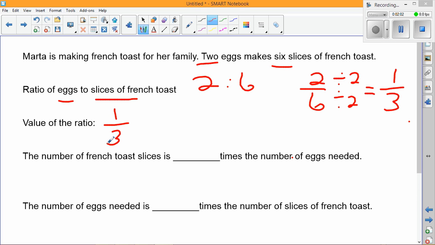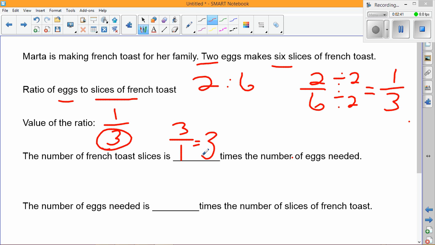So the number of French toast slices is blank times the number of eggs needed. Since we had slices of French toast second up here, that's going to be the second number, which is 6. And since we took the value of the ratio, it's actually 3 over the number of eggs needed, which is 1, or just 3 times. So the number of French toast slices is 3 times the number of eggs needed. And that makes sense. The number of eggs needed is 2, and 3 times 2 gives me 6.